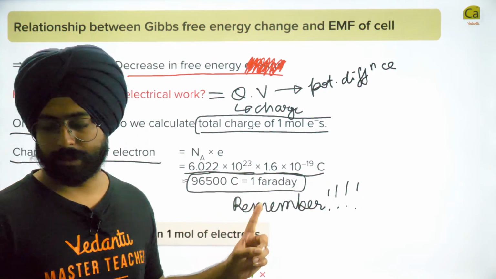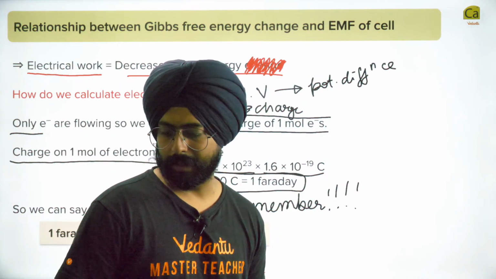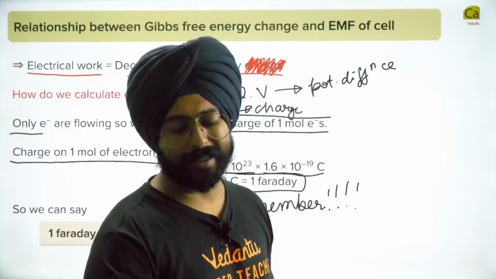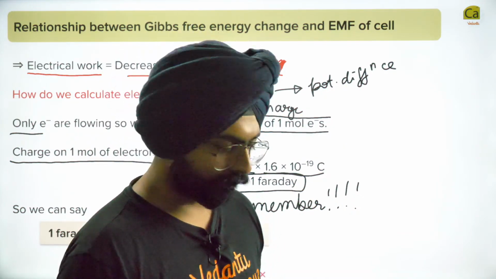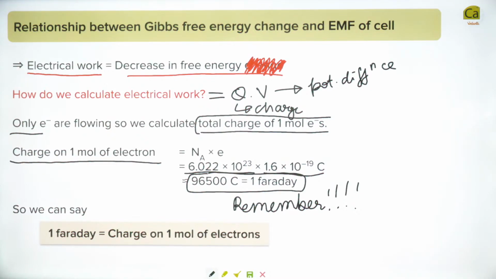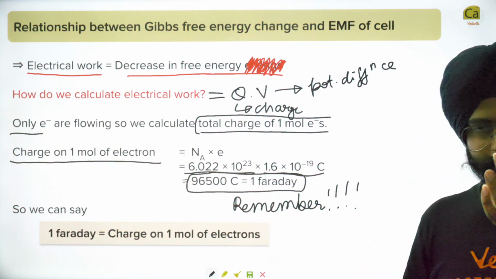Please remember this value. Shubhiksa is asking about the difference between standard temperature and normal temperature and pressure. Standard is generally taken at 0 degree, normal is generally taken at 25 degree. That's just the difference. A slight difference.